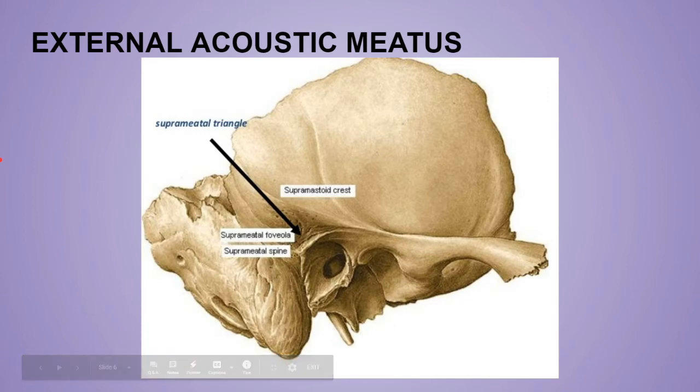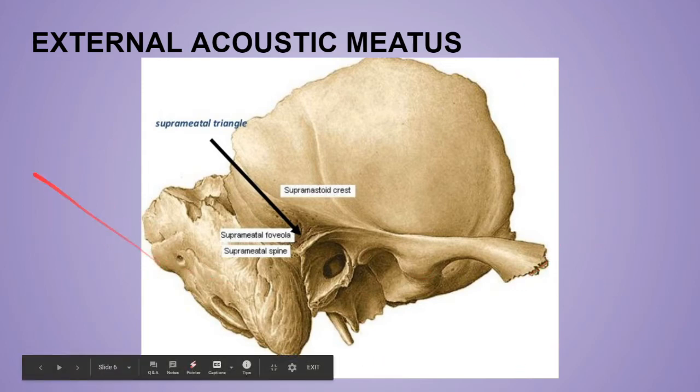Now next is the external acoustic meatus. I told you before what it is. This is your external acoustic meatus, and just remember, this is the zygomatic arch, the posterior root, the anterior root. This is the articular tubercle, and over here will be your face, and over here your occipital bone, the posterior part. This is the mastoid bone. Now over here, I told you before that this is the external acoustic meatus.